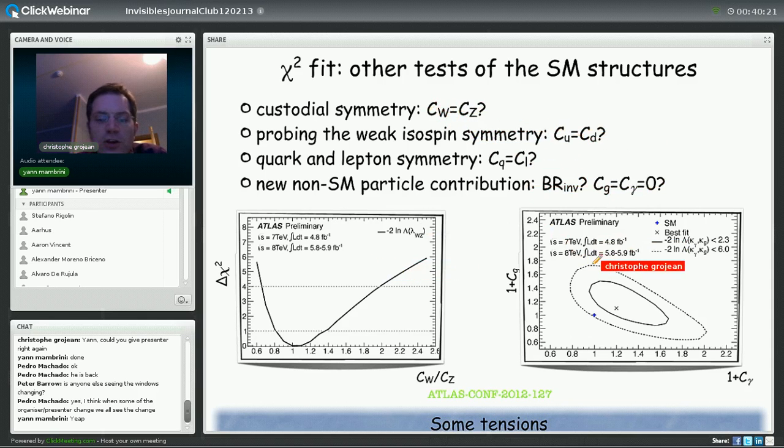And here, for instance, I've taken 2 plots that were shown by ATLAS in a publication last October, last fall. And basically what you found is that while there is some consistency with the standard model, there is a little bit of tension. So typically the standard model is something like 2 sigma away from the best fit point, but none of those deviations are statistically significant to see that we have really identified some physics beyond the standard model at the moment.